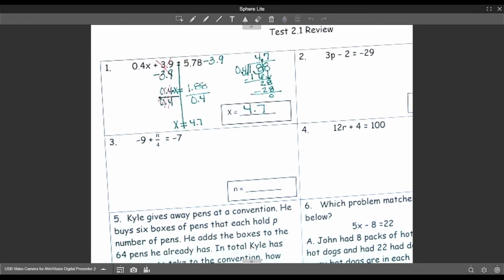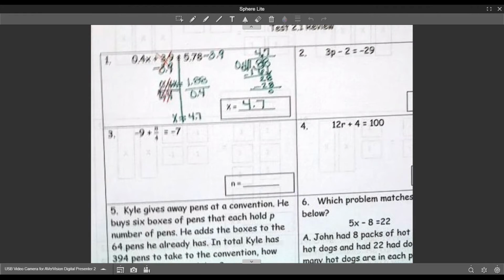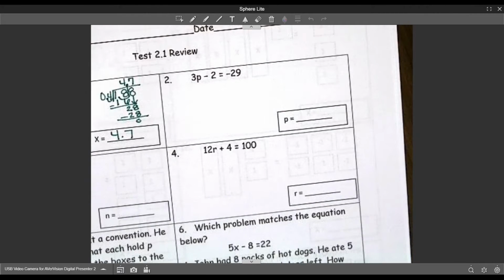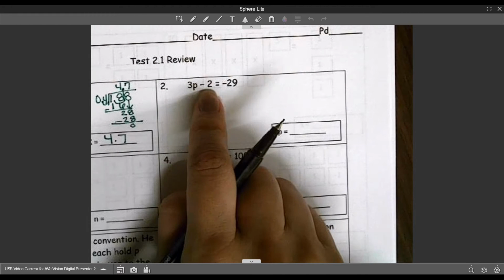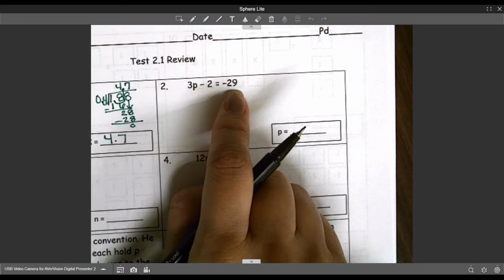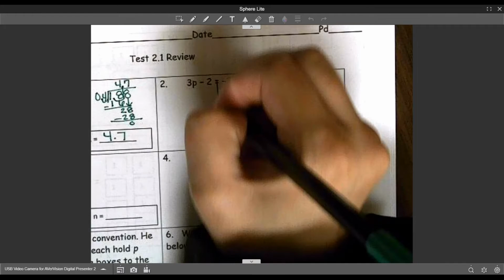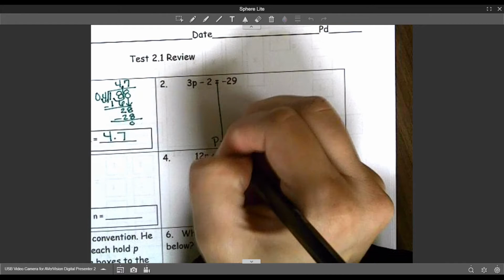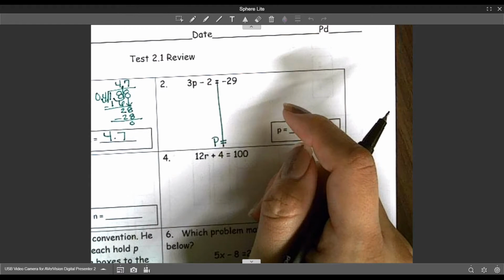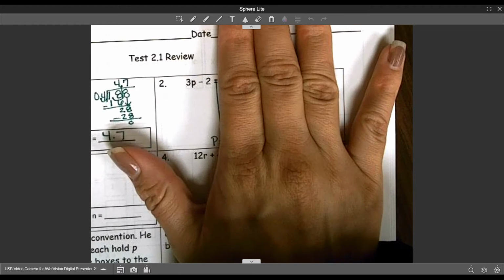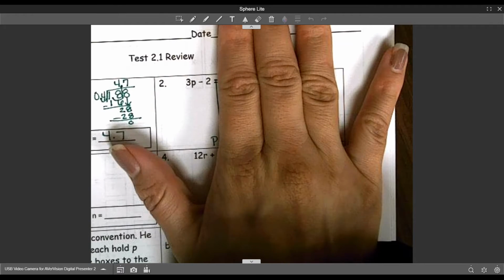And that was question number 1. Number 2: 3 times p minus 2 equals negative 29. Draw a line through the equal sign, p equals. And again, what do I get rid of first? The 3 or the 2?